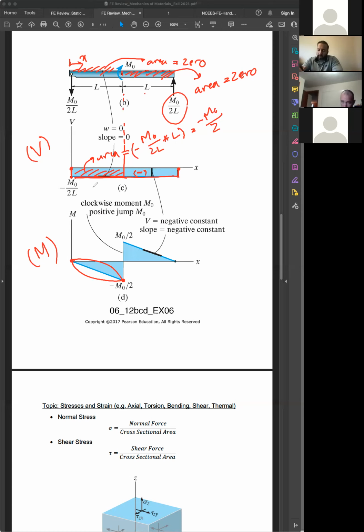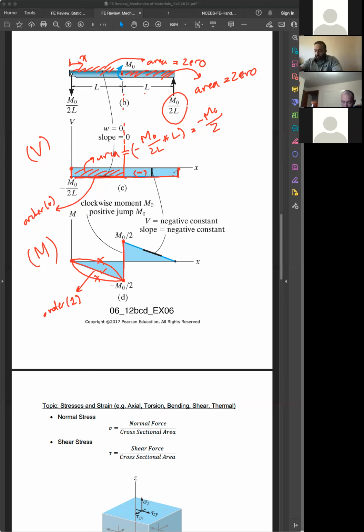So you look at this one, the order of this is 0. The order of this one has to be 1 higher, 1. So that's a straight line. Okay. You reach this point, there is a concentrated moment, so you know that there is a jump in the moment diagram. It is clockwise, so it's a positive jump. You are at negative m0 over 2 plus m0, you're going to go to positive m0 over 2.